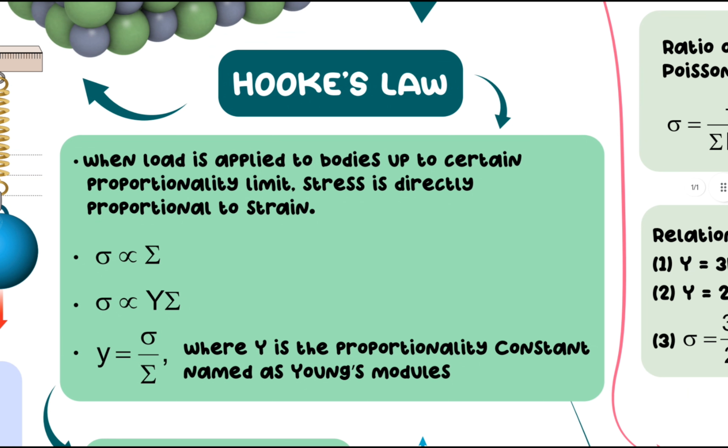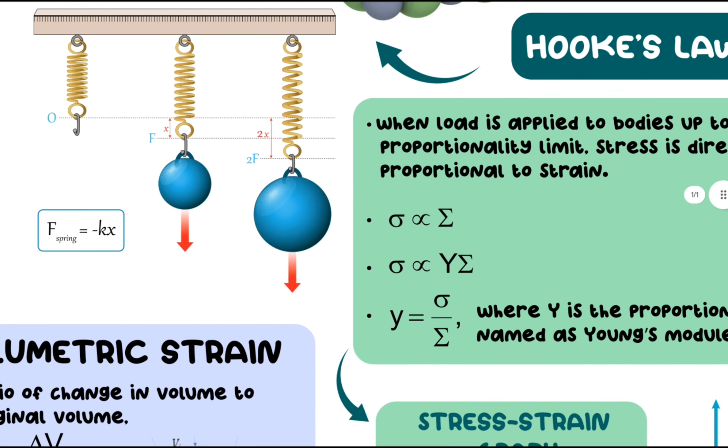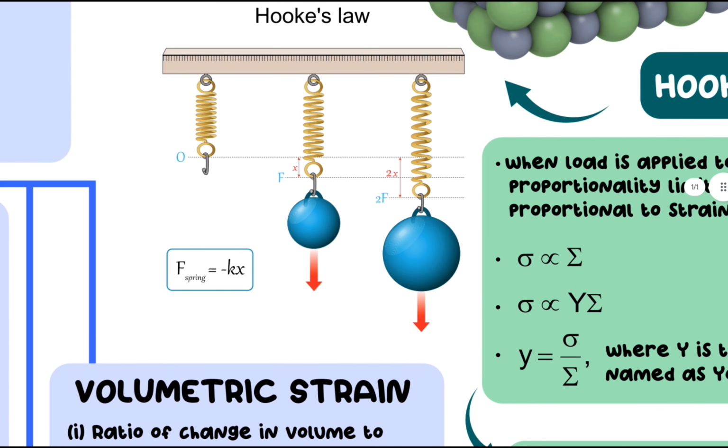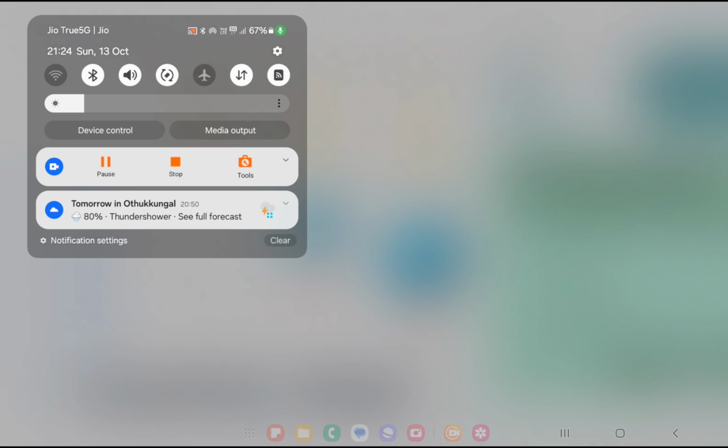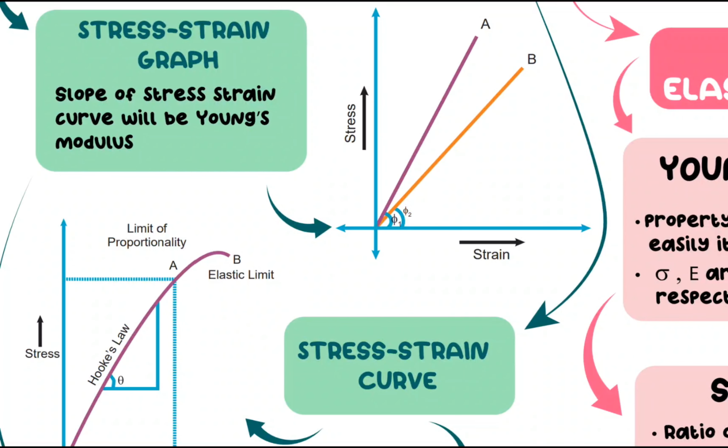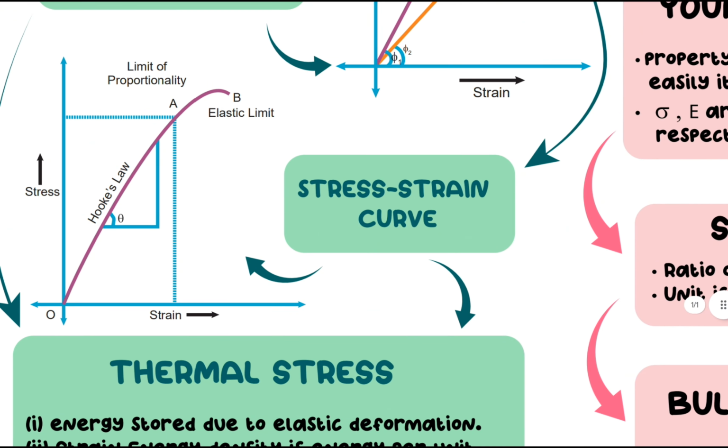Hooke's law. When load is applied to bodies up to a certain proportionality limit, stress is directly proportional to strain. Y is equal to sigma by E, where Y is the proportionality constant named Young's modulus. Spring force equals minus Kx. Stress strain graph. Slope of the stress strain curve will be Young's modulus.